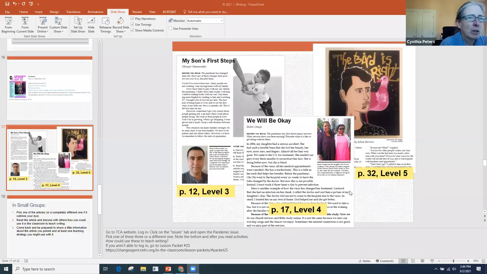Okay, wait. Okay, can you repeat the pandemic? I'm in the pandemic issue, and what do we have to do? Okay, so the pieces that I picked out for you are here: the one on page 12, page 17, or page 32.